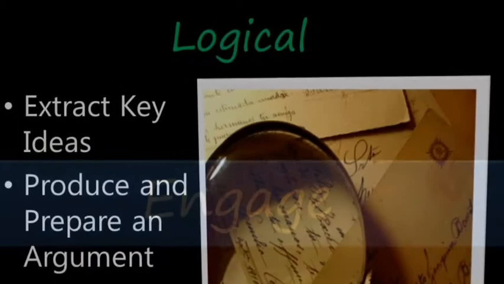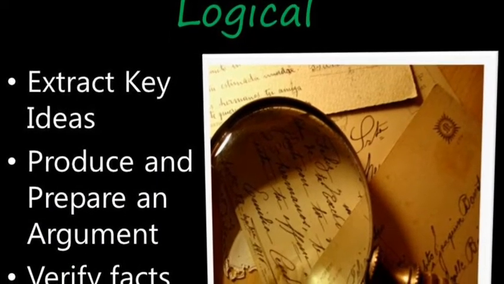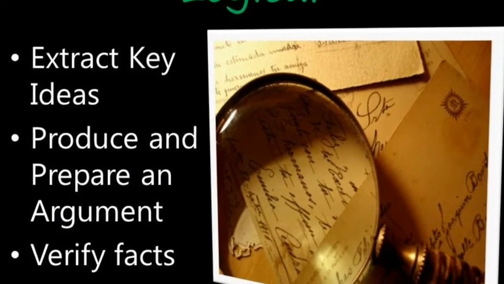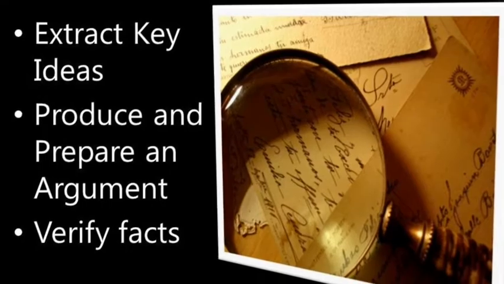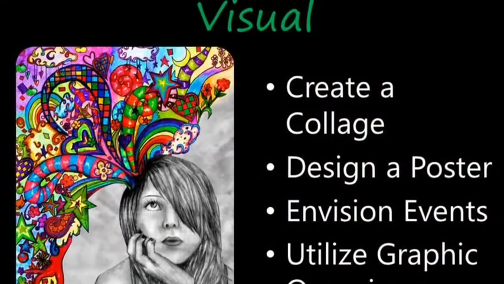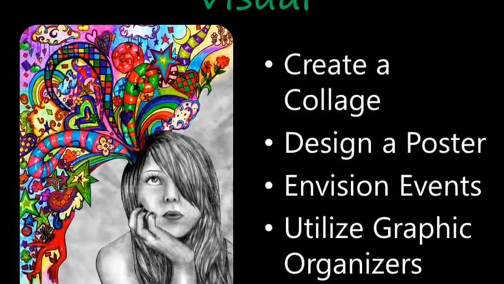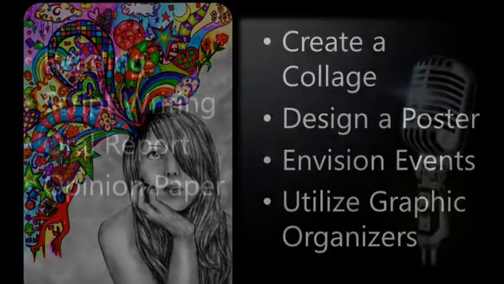Not only are each of the projects rich with content and creativity, all were designed to reach all of Howard Gardner's different multiple intelligences. Logical learners will benefit in activities where they must extract information and formulate arguments, such as in Project 2, the Boston Massacre Project. Visual learners will experience the content through poster and collage creation, as seen in Projects 1 and 5 respectively.